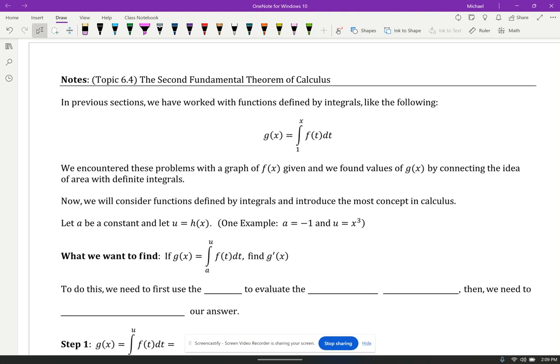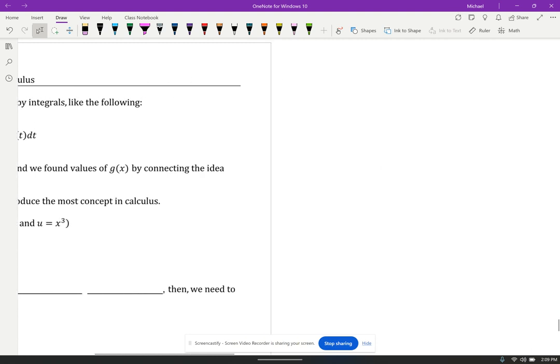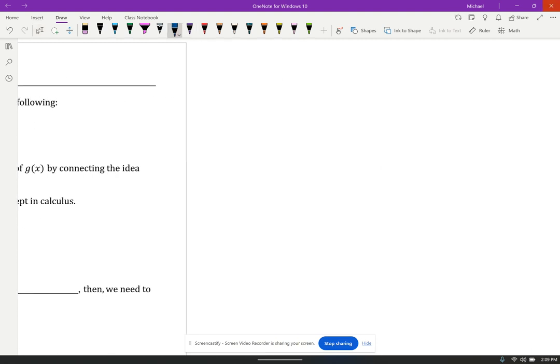It's actually the other part of 6.4, which is the second part of the fundamental theorem of calculus. So you might recall, and I'm going to scroll this over, that we've done the first part.